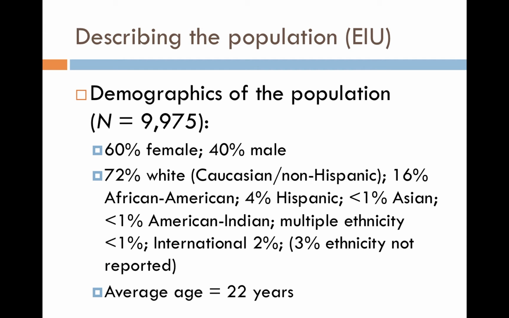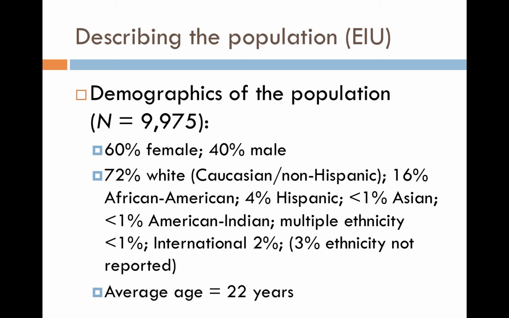So how do you do that? Well, these demographics were taken, I believe, last year for EIU. At the time, there were 9,975 students in total. 60% were female, 40% male, 72% were Caucasian, non-Hispanic, 16% were African American, 4% Hispanic, less than 1% were Asian, less than 1% were American Indian, less than 1% were multiple ethnicity, and then, I'm sorry, I'm reading these backwards, international were actually 2%, and then 3% didn't report anything.